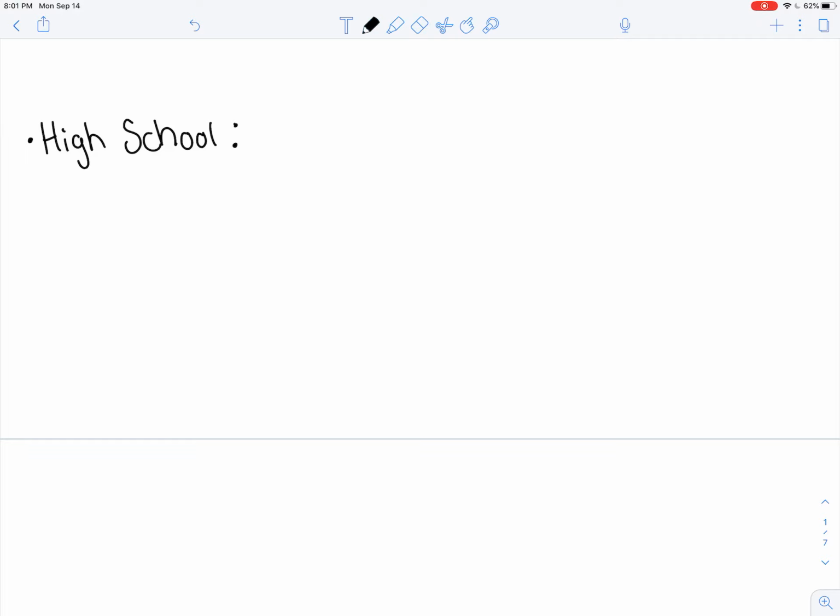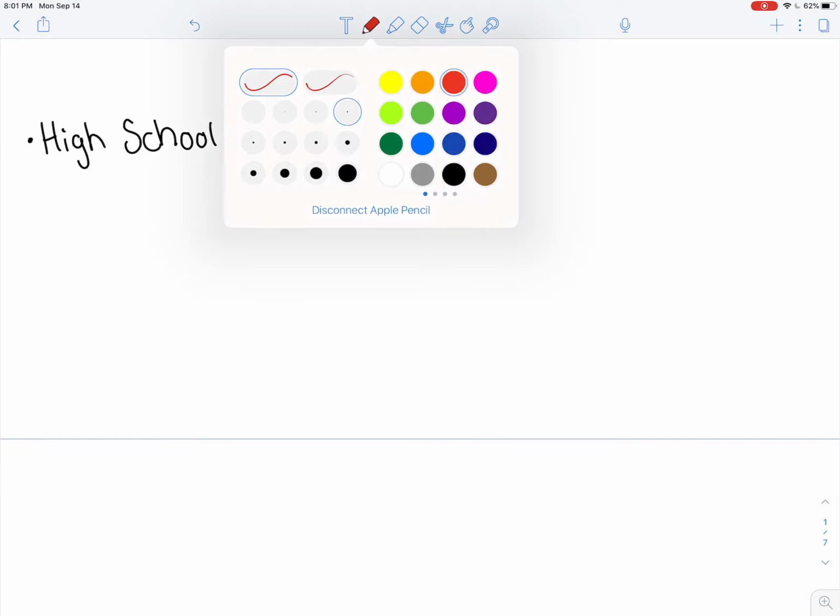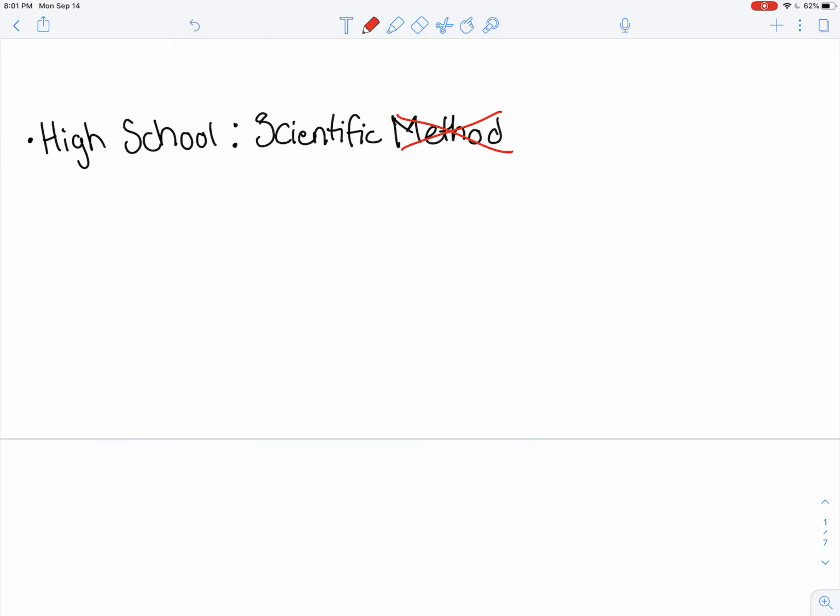So let's look at the high school version. Instead of calling it the scientific method, we're going to go a little deeper. We're going to call it the scientific process. So instead of having 1 through 7 be like steps, scientific process kind of denotes that we're going to be talking phases rather than a checklist.